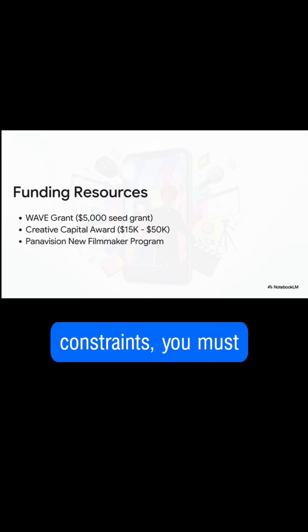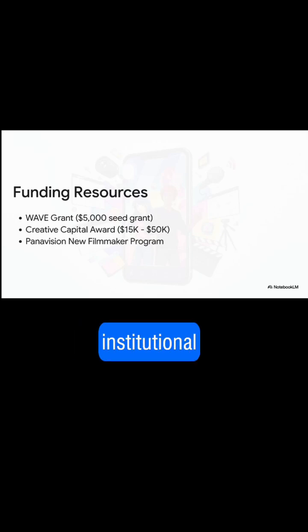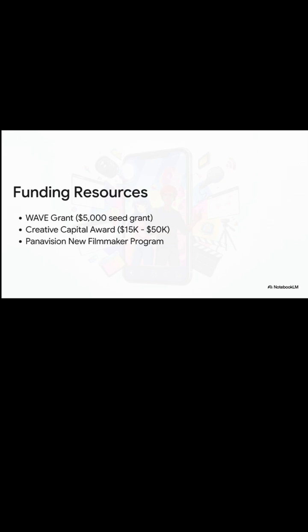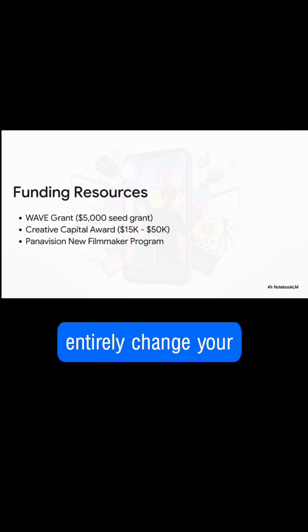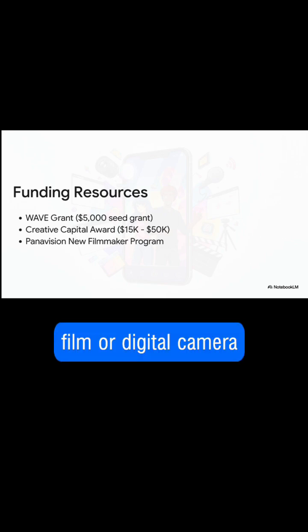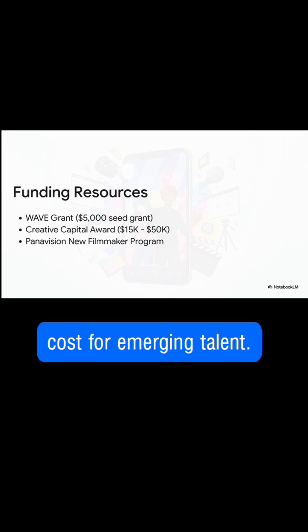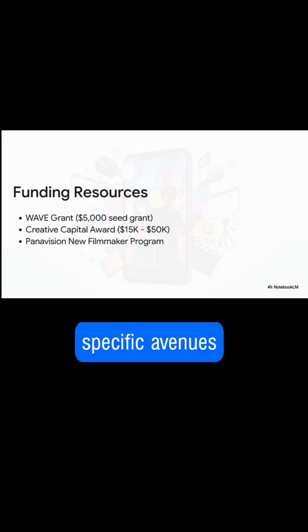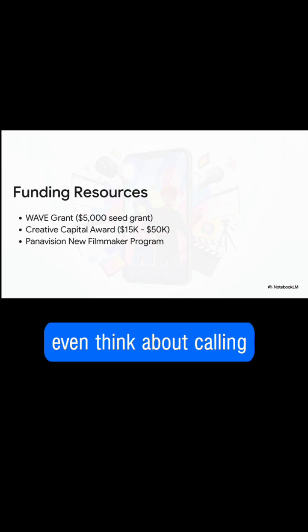To bypass these constraints, you must leverage external institutional funding rather than your own bank account. For example, the WAVE grant provides a $5,000 seed grant specifically for the scripted directorial debuts of women and non-binary filmmakers. On a larger scale, the Creative Capital Award offers unrestricted project grants scaling from $15,000 all the way up to $50,000. These are substantial capital injections that entirely change your production parameters. For hardware, the Panavision New Filmmaker program provides professional film or digital camera packages at little to no cost for emerging talent. You must target these specific avenues aggressively before you even think about calling action.